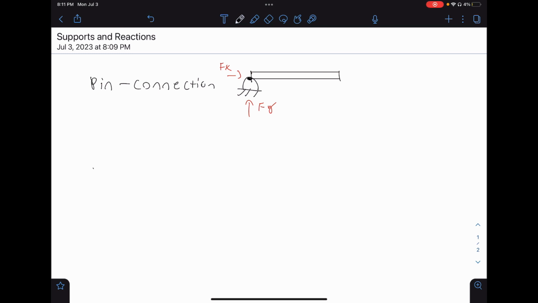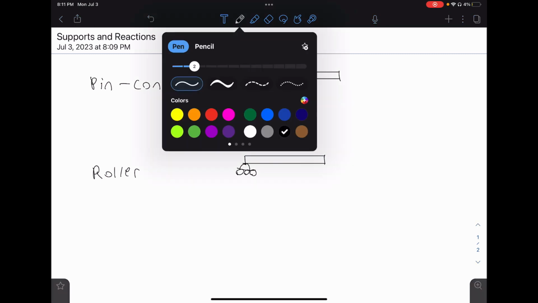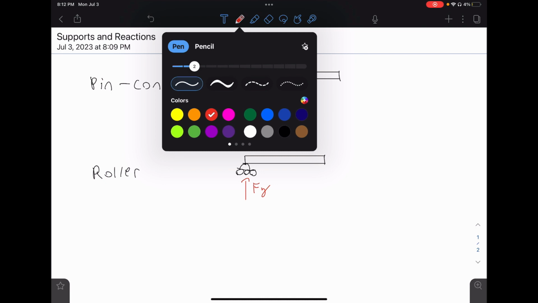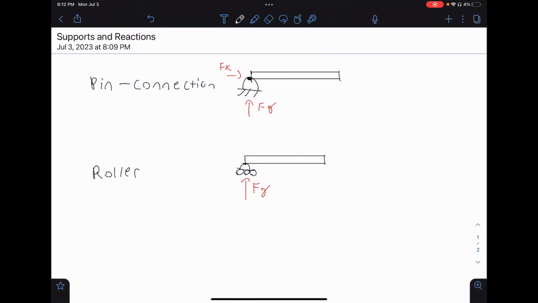Next, there's something called a roller. And a roller looks exactly like a pin connection, but it has little wheels underneath here. And that changes the degrees of freedom of our beam. So our forces are different. And our roller here only has one force, and it's a force in the y direction, Fy, and that's it. So if you see a roller, you would replace it with a force in the y direction.